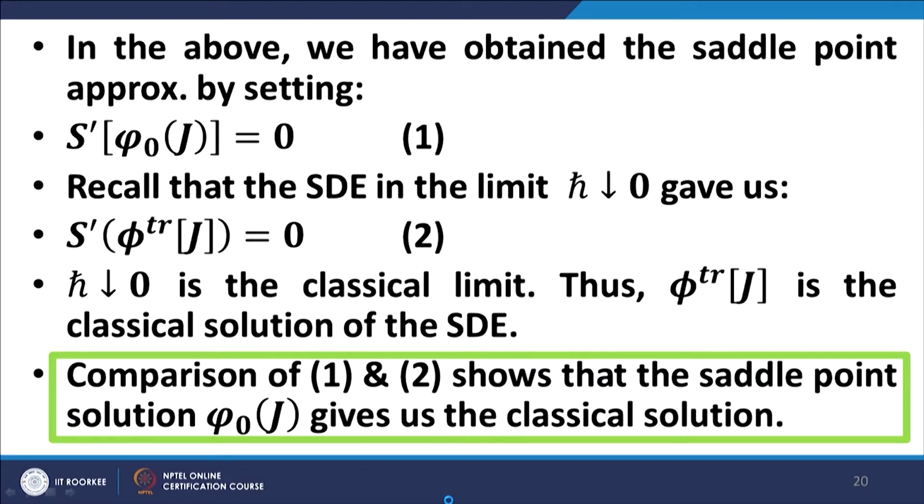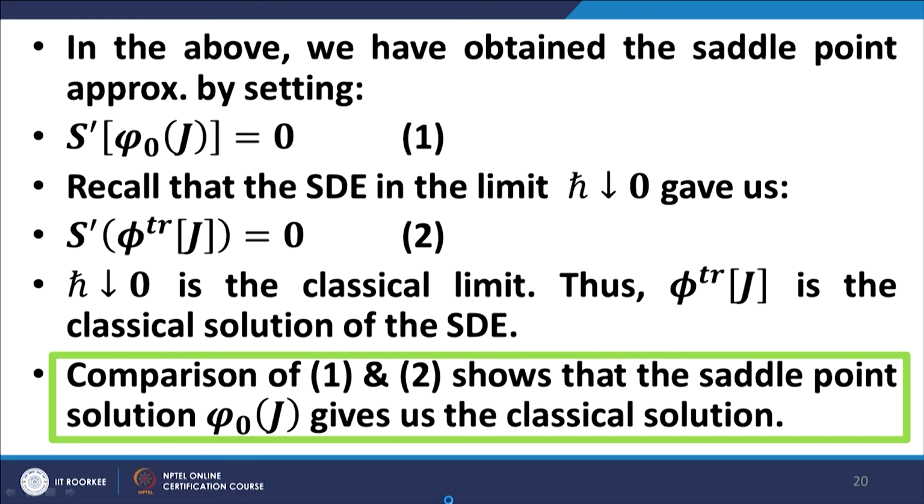One expression we have obtained, starting from the quantum action, is the expansion around the saddle point. We have got S'(φ0) equal to 0, and we also obtained that in the limit that h bar tends to 0, the tree portion of the Schwinger-Dyson equation, under the condition of h bar tending to 0, which is the classical limit. Therefore, φ_cl[J] is the classical solution, as I have mentioned earlier, of the Schwinger-Dyson equation as well.